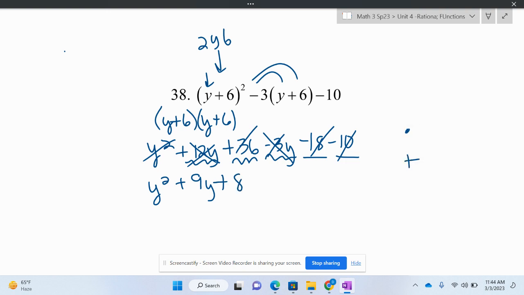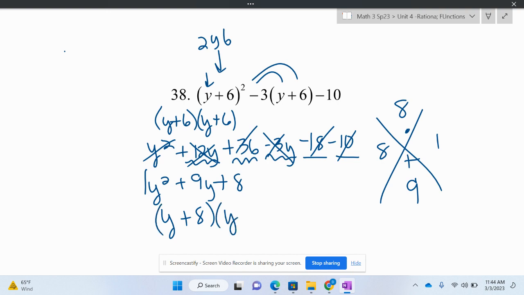Okay, times plus. What two numbers can I multiply together to get an 8 that when I add them I get a 9? And the cool thing about this is when a equals 1, the factors that you choose are the factors that you use. What can I multiply together? 8 and 1. 8 times 1 is 8. 8 plus 1 is 9. So my factors are y plus 8 times the quantity y plus 1.